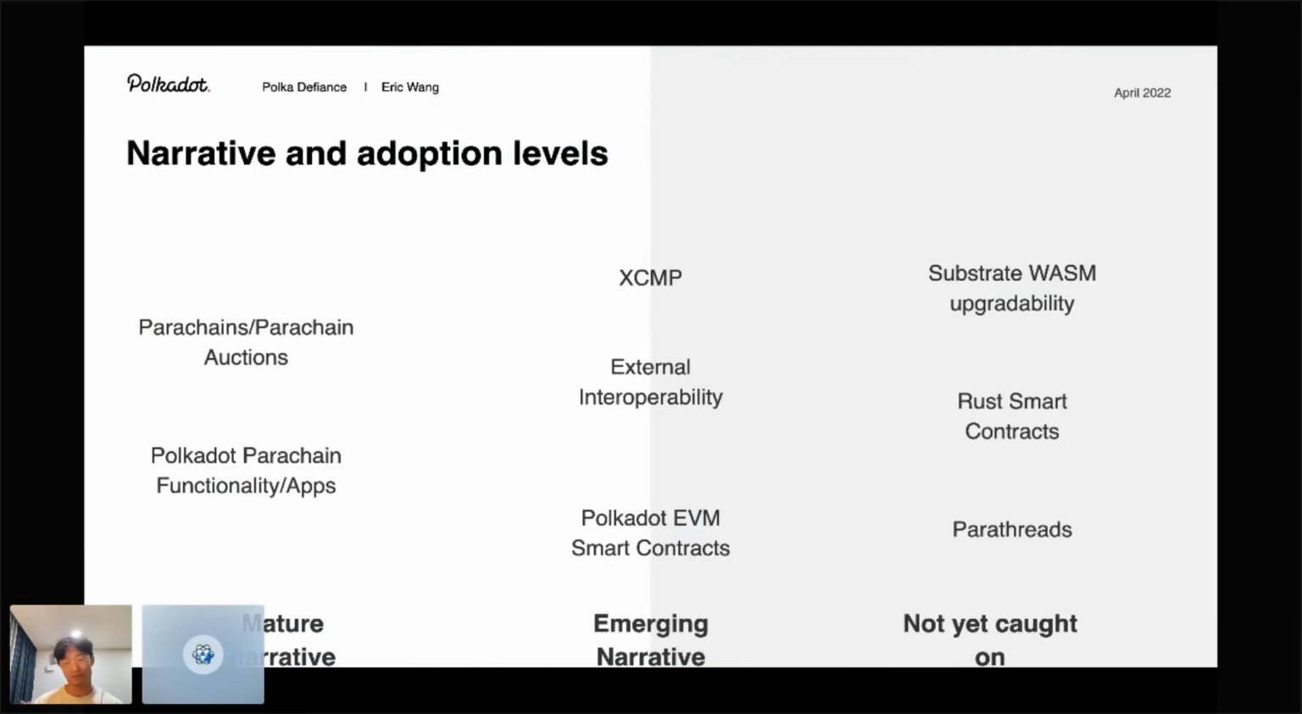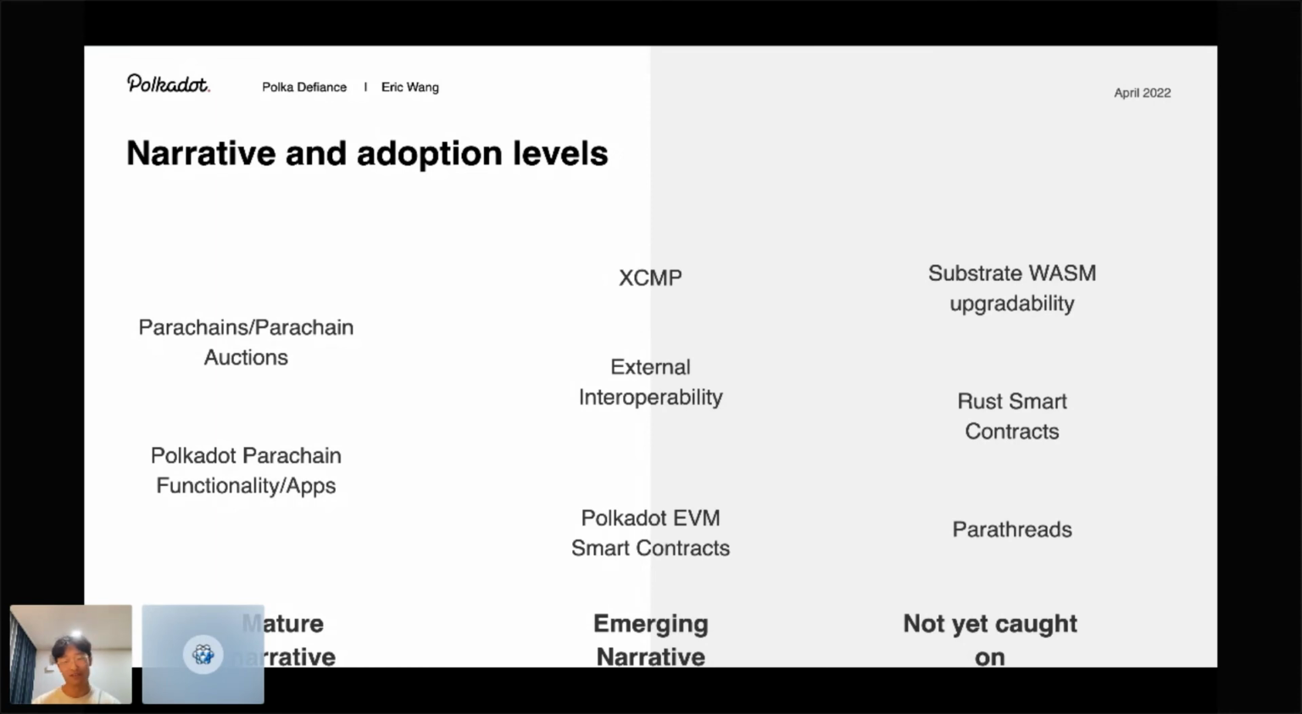And stuff that people really don't quite understand, but has been in the Polkadot ecosystem for quite a long time, such as the ability for Substrate, which is the SDK generally used to build parachains, to support WebAssembly-based upgradability, and stuff like smart contracts built on Rust. These concepts have not really caught on, even though I think they're very powerful, convincing points for people to build either a parachain or an application on top of parachains.